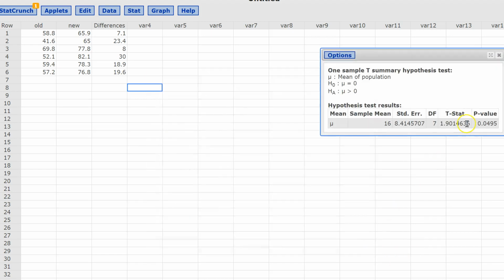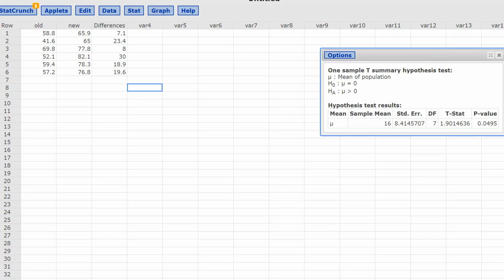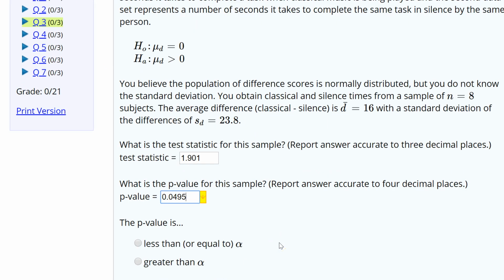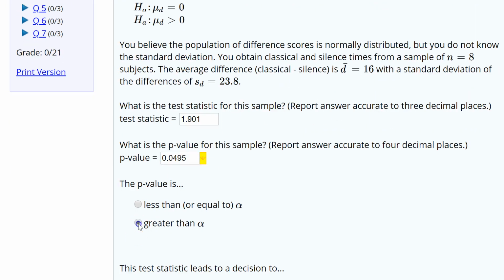Compute. And here we go. We have our test statistic, 1.901. And our p-value is this one right here, 0.0495. Now we must compare this to our alpha. Our alpha is 0.002. And so since our p-value is greater than 0.002, we are greater than alpha.